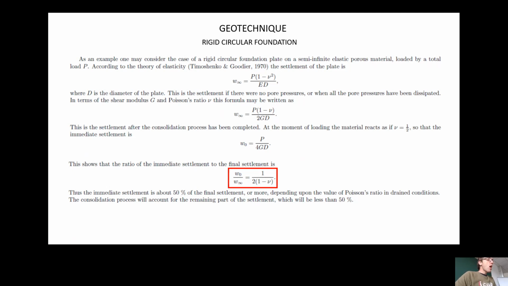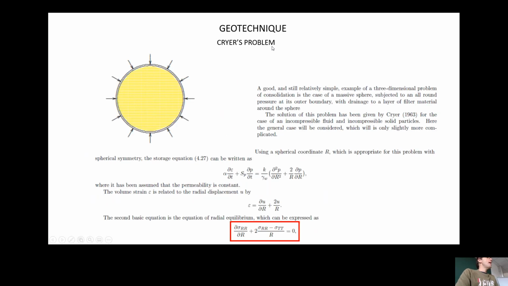So the consolidation process will account for the remaining part of the settlement, which will be less than 50%. And this is important because it gives us the possibility to study the deformation of the rigid circular foundation.